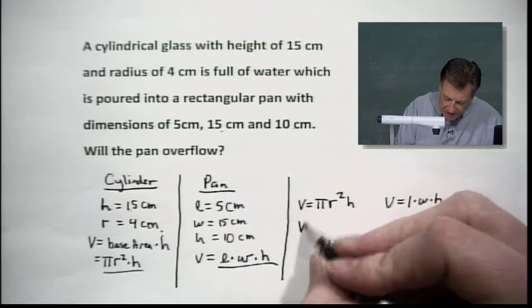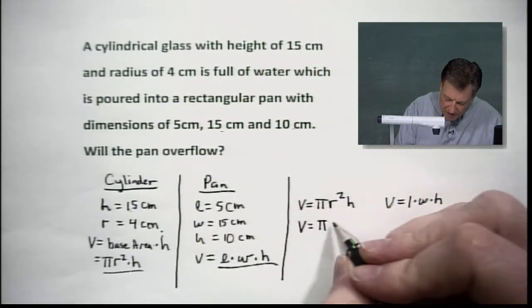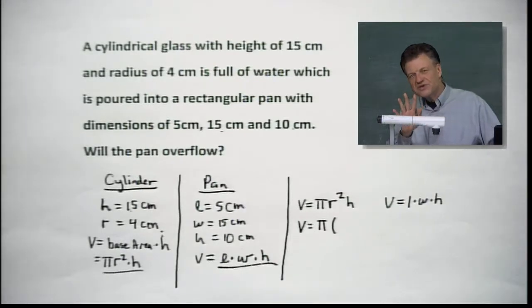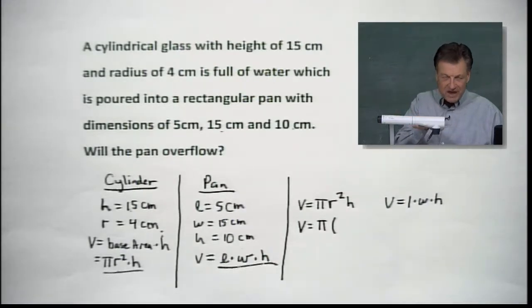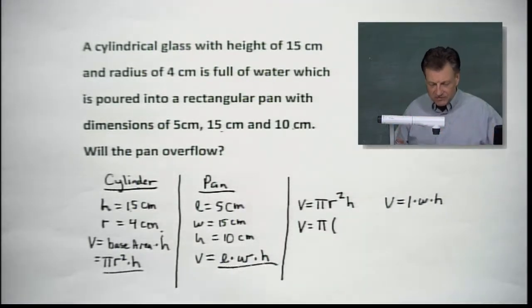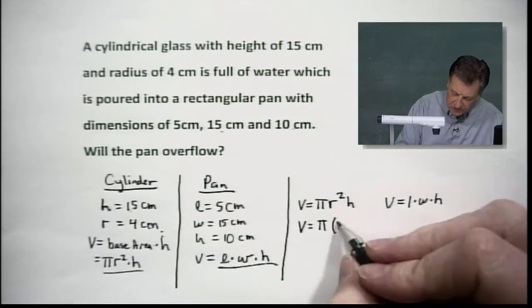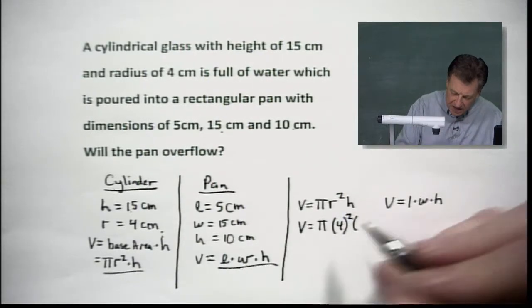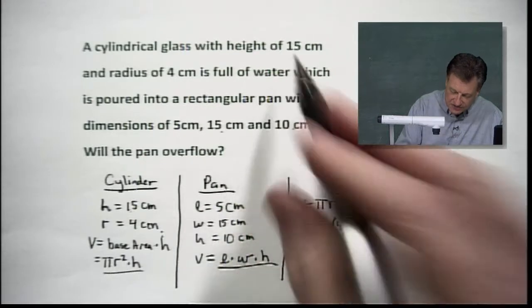So putting it in there, I have pi, which I'm not going to worry about yet. I do have a radius of 4. Now, if I said a diameter of 8, you make the radius 4. So we're going to put the 4 in there. We're going to square it. And how tall is this thing? Oh, it's 15.